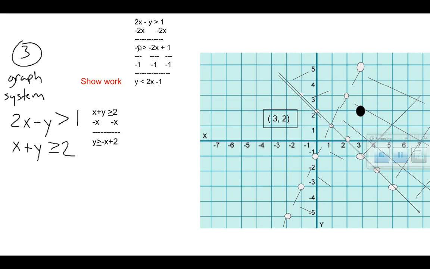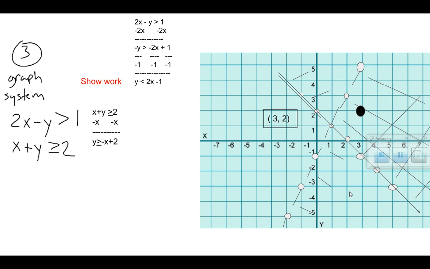Here when I divide by negative 1, because that is the opposite of multiplying by negative 1, dividing everything by negative 1 makes that y positive, makes that negative 2x divided by negative 1 positive. 1 divided by negative 1 is negative. The inequality switches from more than to less than. So that equation is y less than positive 2x minus 1. Second equation, subtract x on both sides, and those go away and give me y greater than or equal to negative x plus 2. Now they're both ready to graph.